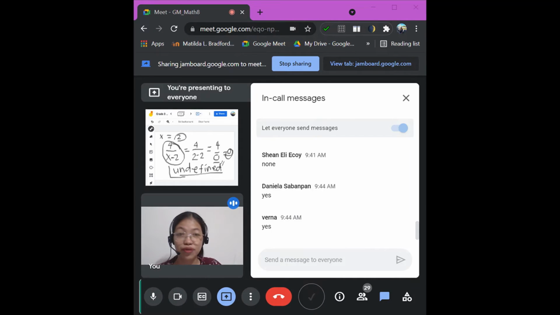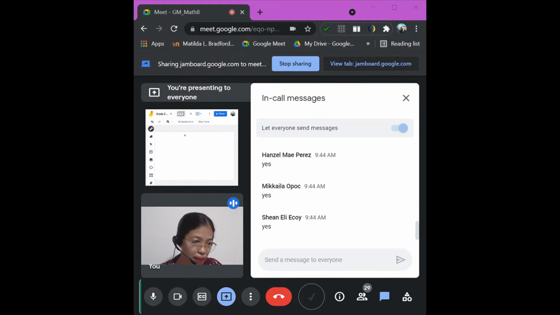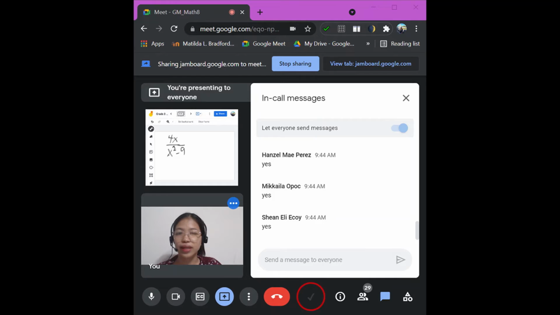That is for our first example. Yes. Now, let's go to the next example. And that is 4x over x squared. Class, if you have questions, you can ask. You can put it in the chat. We have there 4x and then x squared minus 3. Minus 9. So, teacher, unsaon na siya?